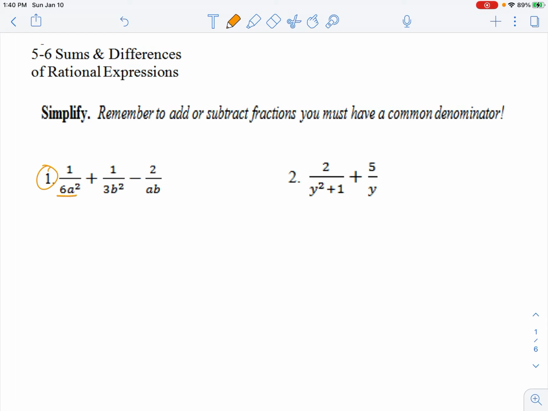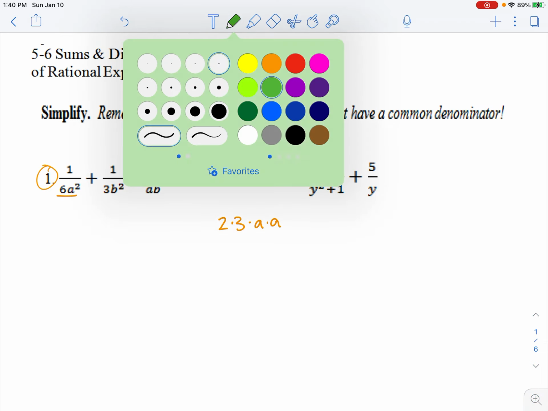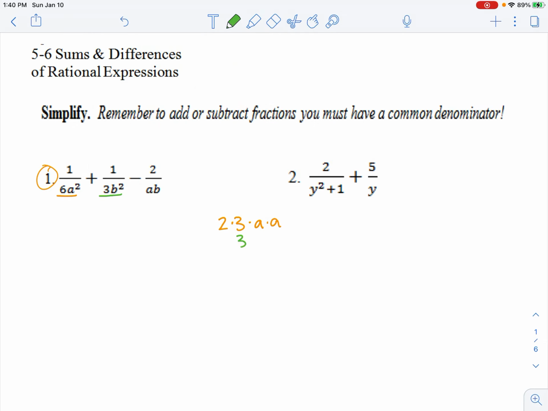So for my first denominator here, I have 6a squared. 6, I'm going to break up into its prime numbers, so it's 2 times 3, and then I get a times a. For my second denominator, I have 3 times b, and I'm lining up anything that I can. For my third denominator here, I just have an a times b.